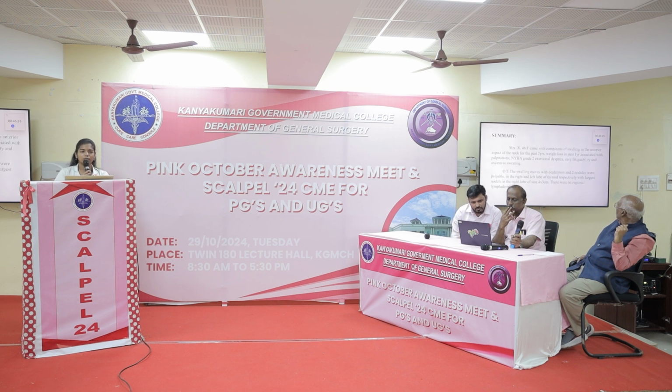Summary of the case: she is a 46-year-old female, came with the complaints of swelling in the anterior aspect of the neck for the past 2 years. Weight loss in the past 1 year associated with palpitations, NYHA grade 2 exertional dyspnea, easy fatigability and excess sweating. On examination, the swelling moves up with deglutition and 2 nodules were palpable in the right and left lobe of thyroid, with the largest nodule in the right lobe measuring 4 cross 3 centimeter.